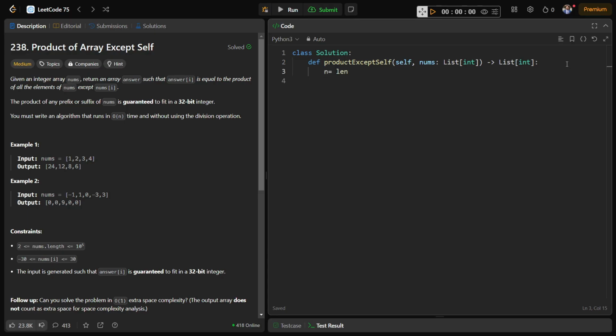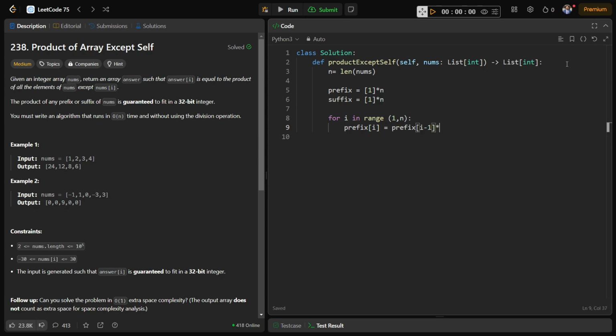n equals length of nums, prefix equals 1, and initializing prefix of n size with 1, suffix 1 into n. For i in range 1 comma n, prefix of i will be prefix of i minus 1 into nums of i minus 1.